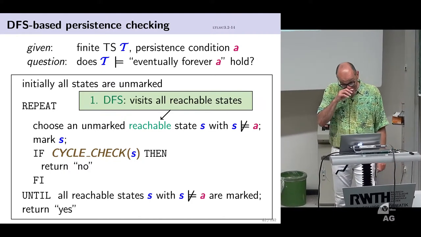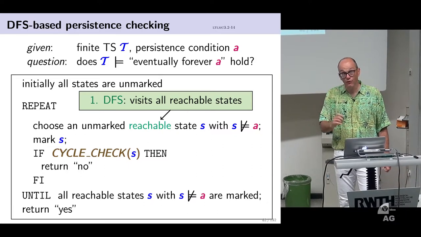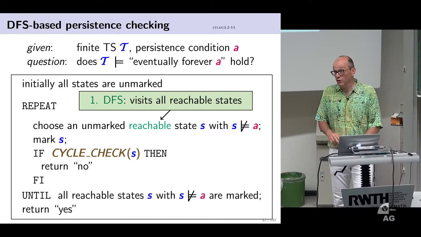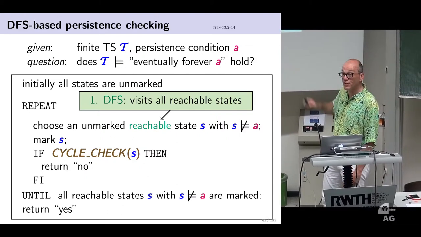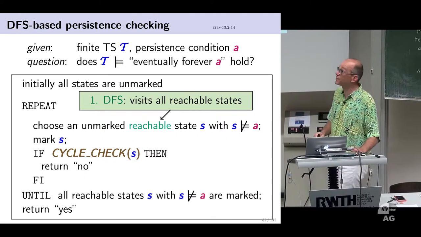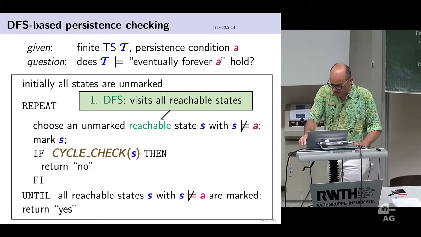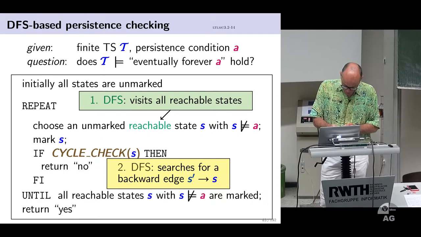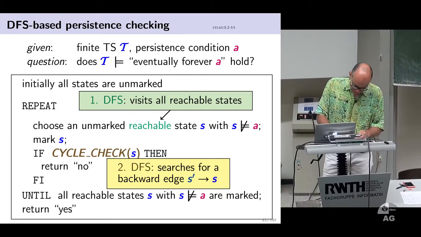Good. So here I have the outermost depth-first search. In my picture there, it was orange. This is what is called here the first depth-first search. You have to search for reachable states violating A. And then there is a second depth-first search, which is here, which is in this case the yellow one, where I do the cycle check.